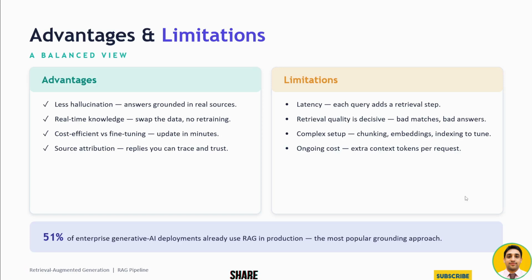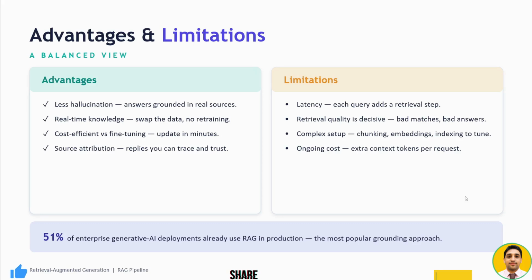Third, RAG is cost effective compared to fine tuning, since updating the knowledge base can be done in minutes rather than requiring an expensive and lengthy retraining process. Fourth, RAG provides source attribution, meaning the replies you receive can actually be traced back and trusted, since you can see exactly where the information came from.